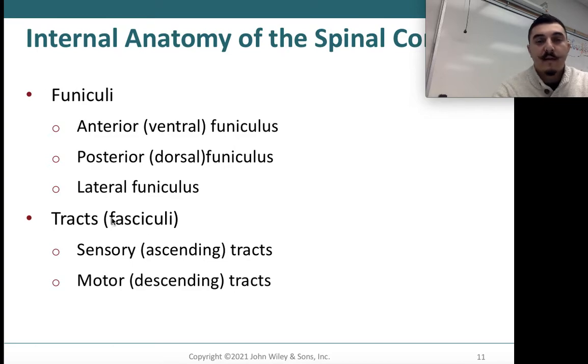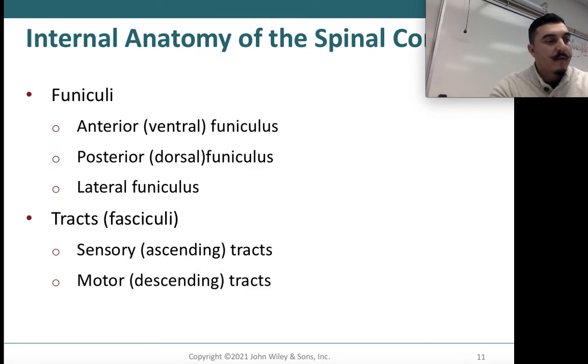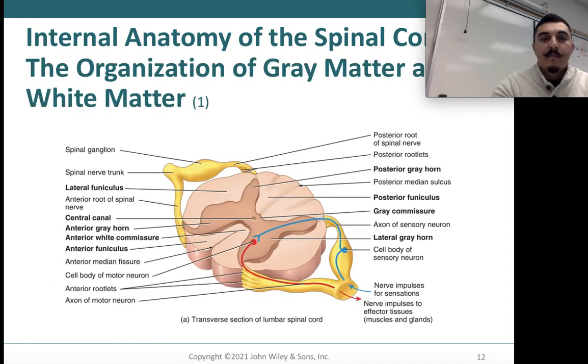We have our tracts that will send information out or receive information, so sensory or motor, ascending or descending as well. So in the book, if you want to learn a little bit more about each one individually, there's a little chapter, a couple paragraphs that talk about the connection between all of them. But pretty much, this image has them all.